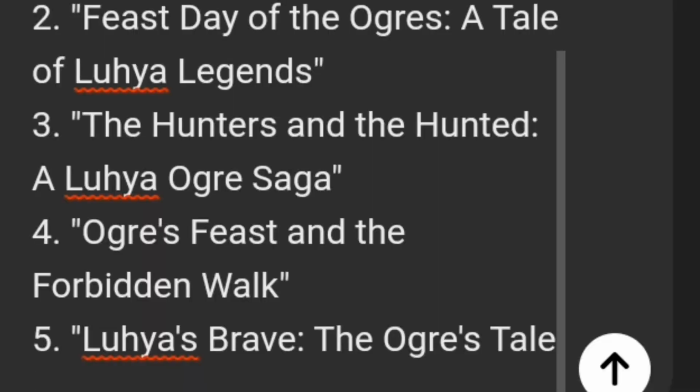Now ChatGPT has given us titles. The first title is Forbidden Birth of Ogre Land. The next one is Feast Day of Ogre, a tale of Luya legend. The Hunter and the Hunted, Luya Ogre Saga. Now for this example, let's pick number 3, The Hunter and the Hunted, a Luya Ogre Saga.